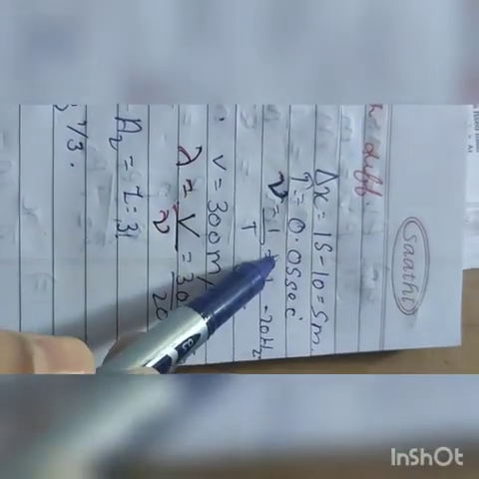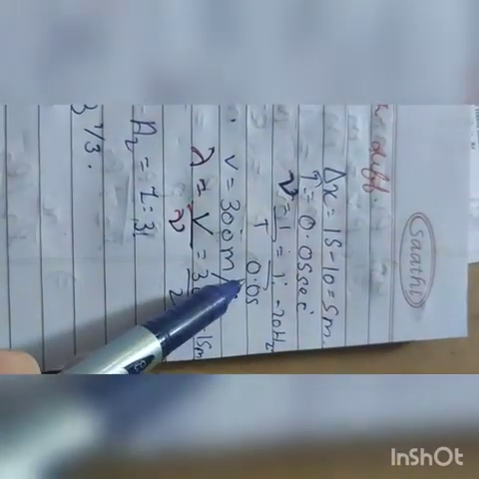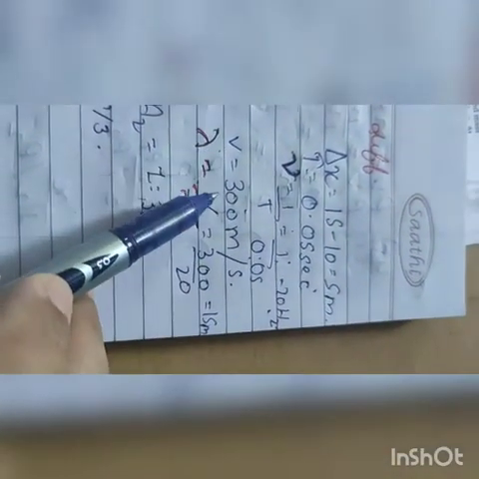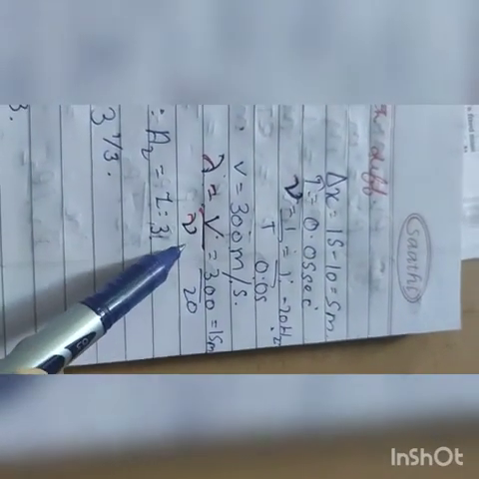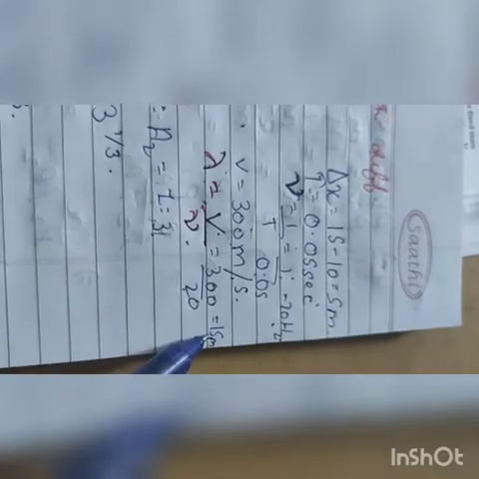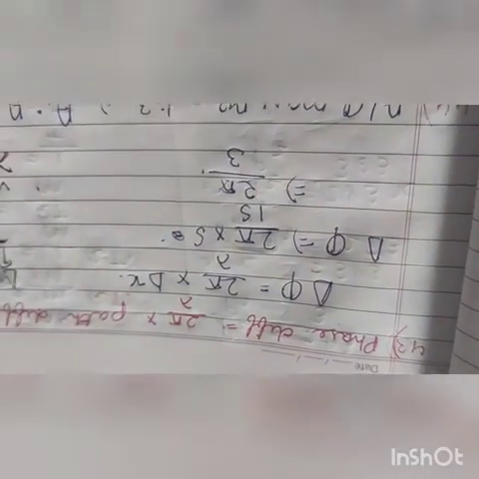T is equal to 0.05 seconds. So frequency is equal to 1 by time period, so 1 by 0.05 is equal to 20 hertz. V is equal to 300 meter per second. So we know that lambda is equal to velocity by frequency. So velocity by frequency is 15 meter. Now we will just put in the values: 2 pi by 15 into 5, that is 2 pi by 3. So here our answer is 2 pi by 3.